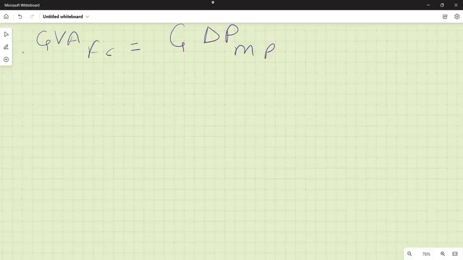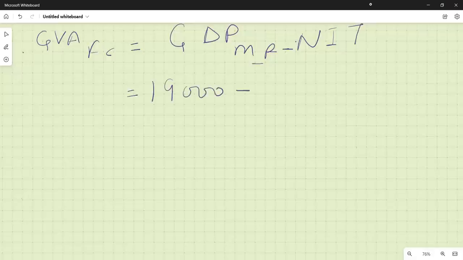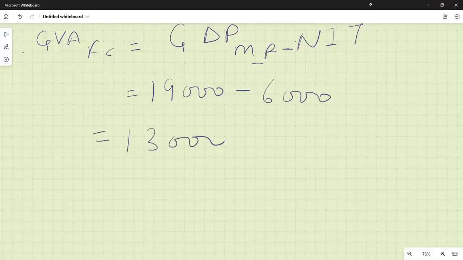So gross to gross, there will be no conversion, value added, obviously, domestic product. So there will be only one conversion, GDP at MP, MP to FC. So when will we have to convert MP to FC? So factor cost was equal to MP minus NIT, net indirect taxes. I hope all of you remember we had already found the value of NIT. What's the value of GDP at MP? This was 19,000. Then minus NIT. NIT was equal to 6,000. So the value of GVA at FC will be equal to rupees 13,000 crores.